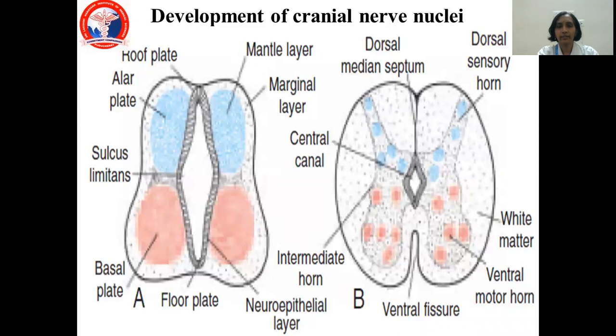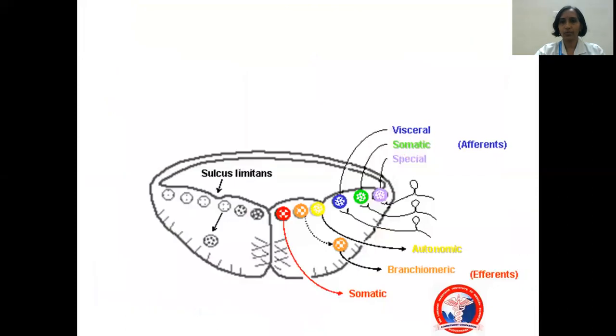During development, the neural tube develops a depression along the central canal called sulcus limitans. It divides the developing neurons along the central canal into a dorsal alar plate shown with the blue color and a ventral basal plate shown with the pink color. The neurons in the alar plate are sensory neurons, whereas those in the basal plate are motor neurons. The aggregation of these neurons leads to formation of cranial nerve nuclei.